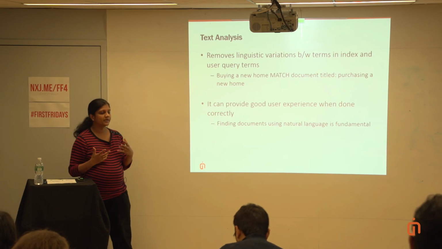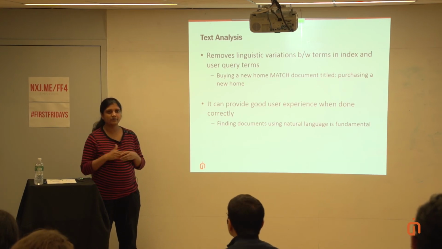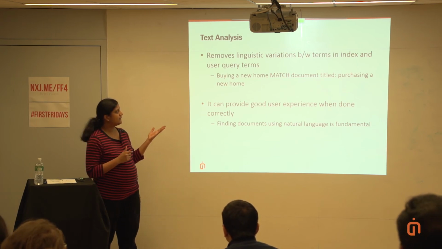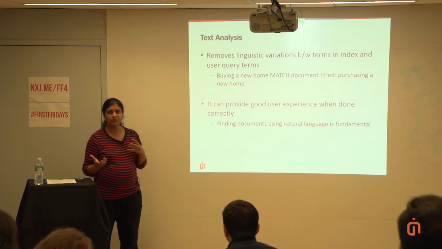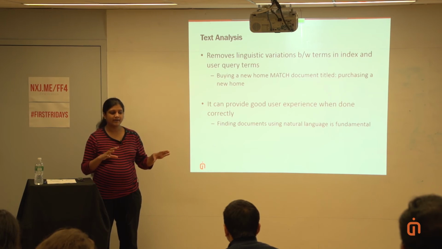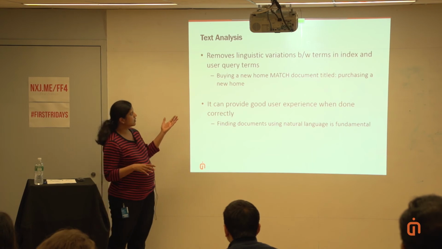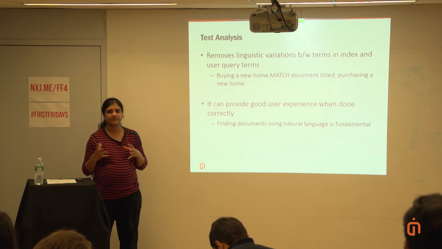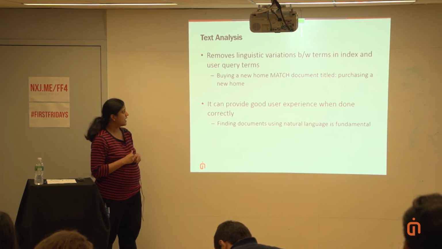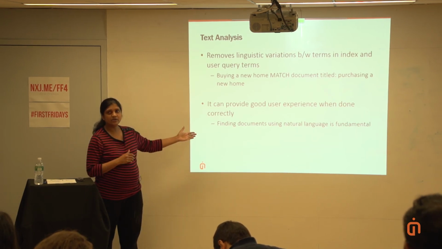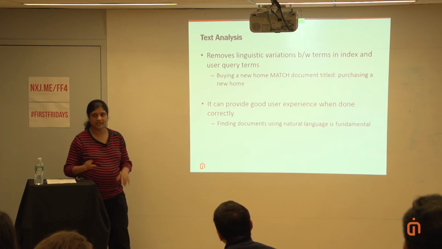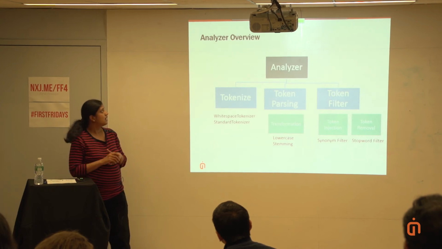A quick example I want to share to make the connection: let us say somebody wants to buy a new home and we have a document titled purchasing a new home. If we have done a good text analysis in indexing all the documents by finding the synonyms of buying to purchasing and whatnot, there is a great chance of finding this relevant document back. And what that translates to is a very good user experience by using the natural language query process.